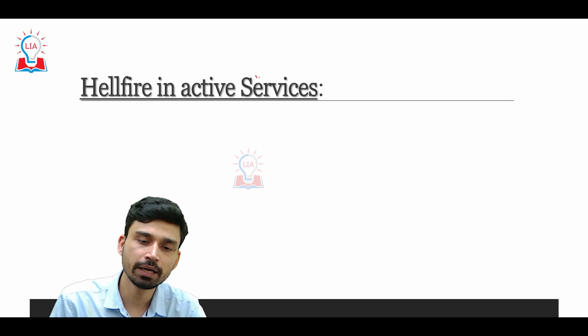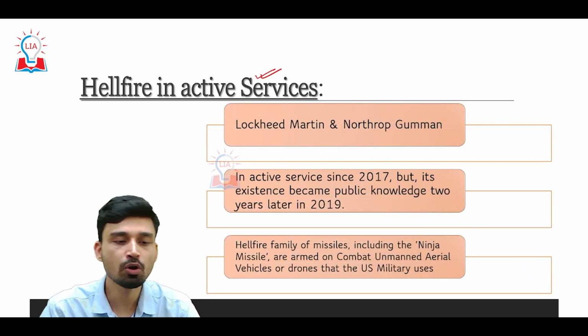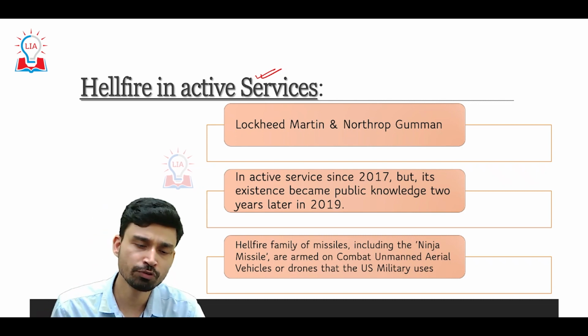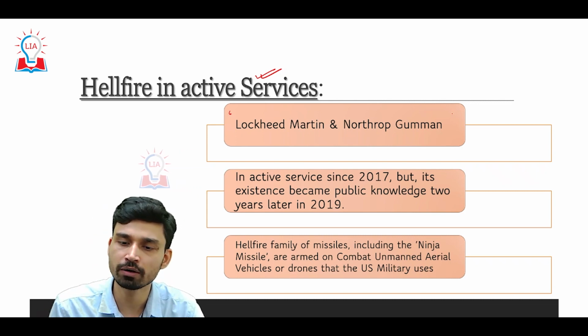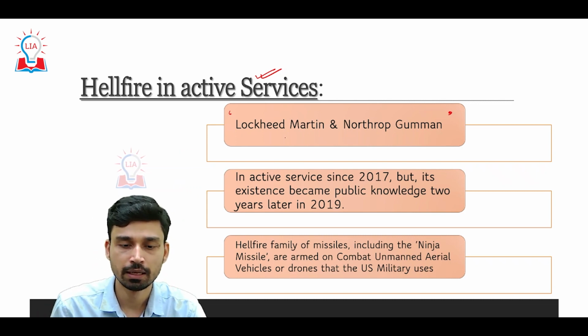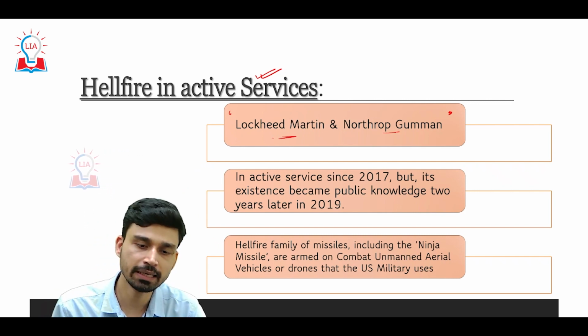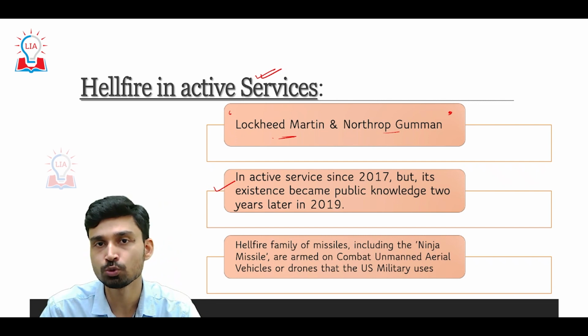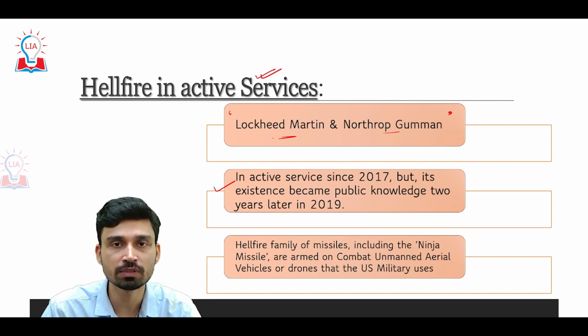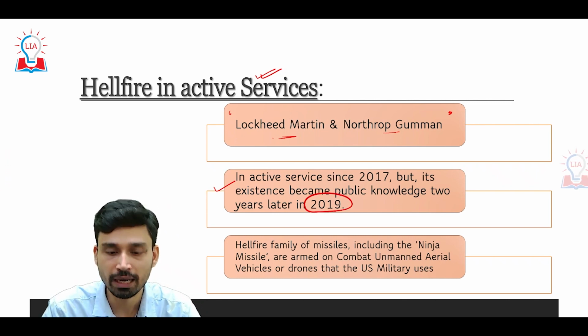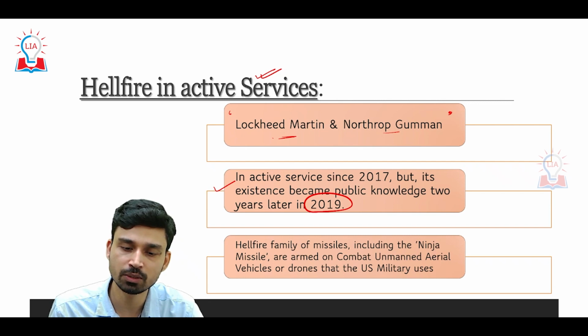Now if we try to understand for how long the Hellfire missile has been in active service of the United States military: first of all, it has been manufactured by private defense contractors, Lockheed Martin and Northrop Grumman. It is believed to be in active service since 2017. However, public knowledge about the existence of this missile came 2 years later, in 2019. Now, Hellfire is basically a family of missiles, including the Ninja missile.